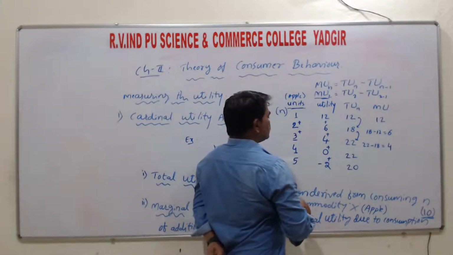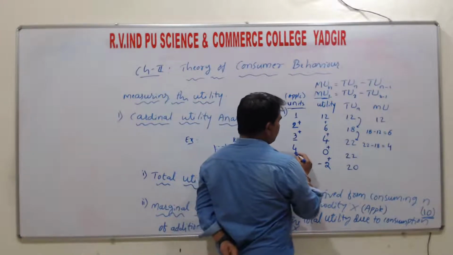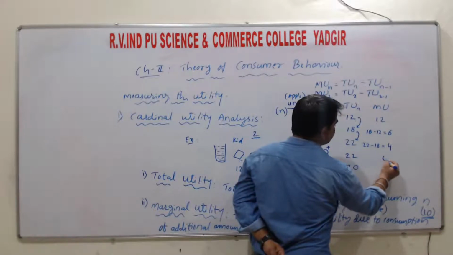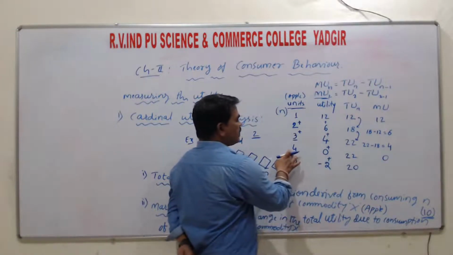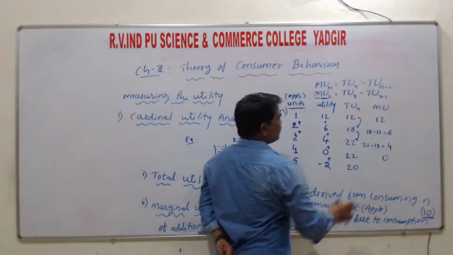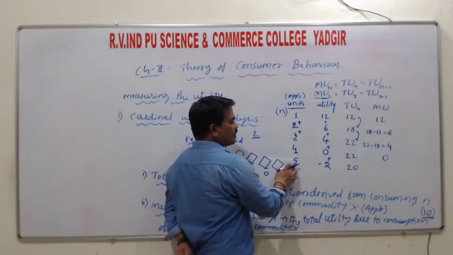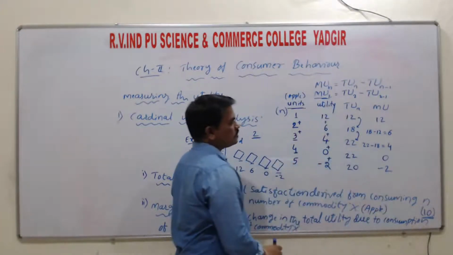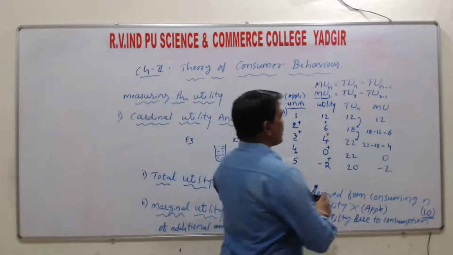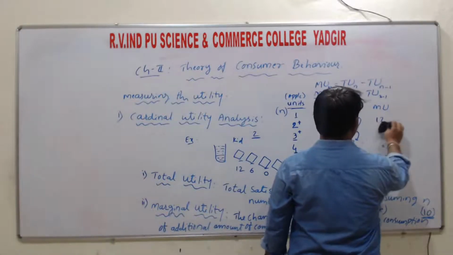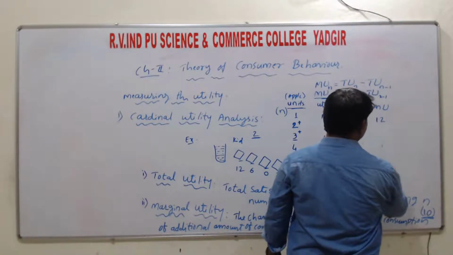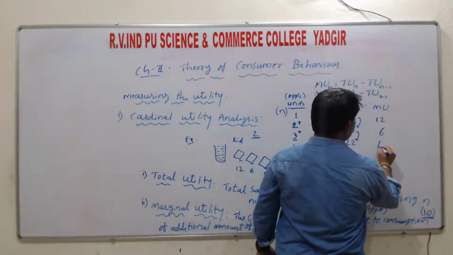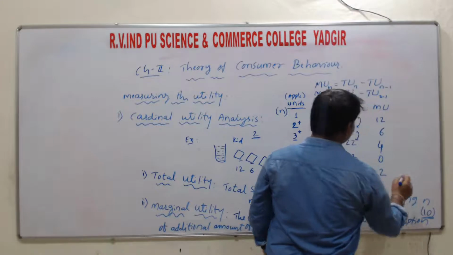Correct? So the MU at 4 is 22 minus 22. 22 minus 22 is 0. Okay, so MU at the fourth apple is 0 here, and MU at the fifth apple is 20 minus 22, that is minus 2. Correct?